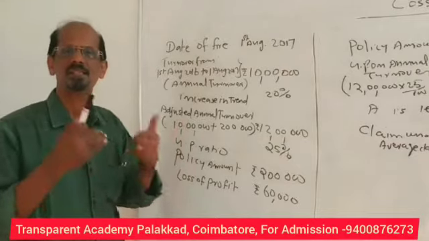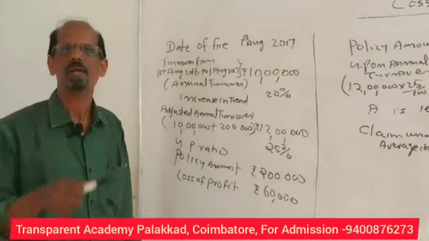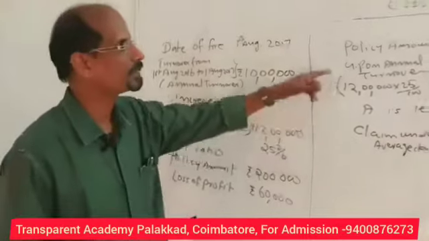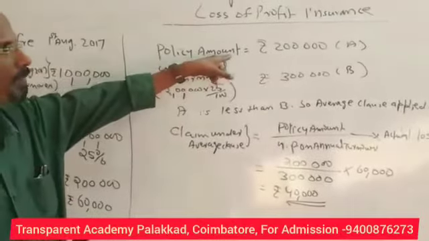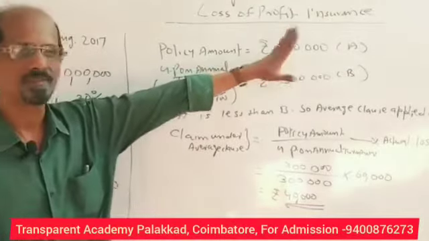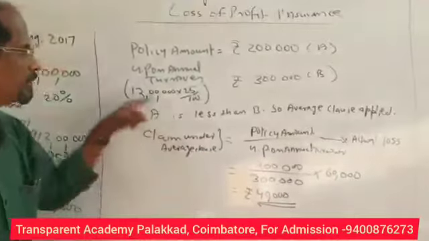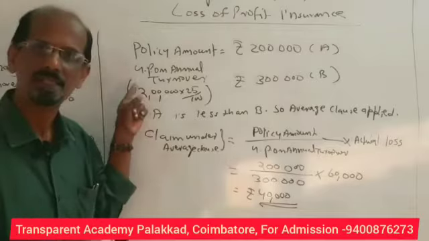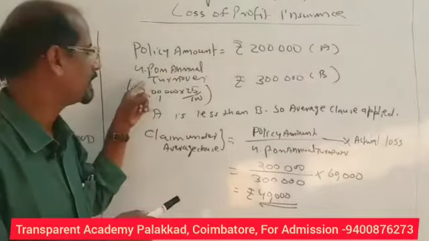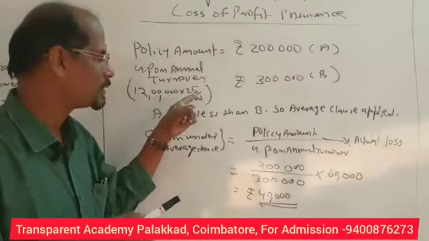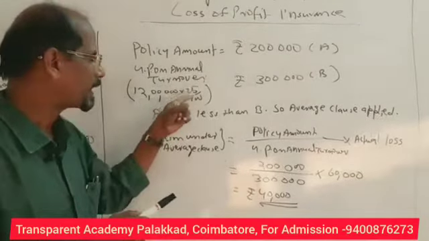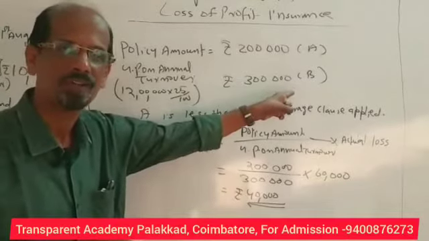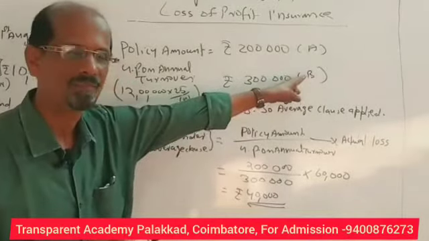Now let us discuss how average clause is applied in this loss of profit insurance policy. Here the policy amount is 2 lakh. We will mark it A. GP on annual turnover: the annual turnover in this case is 12 lakh, as we have discussed, and the GP ratio is 25%. 12 lakh into 25%, we get 3 lakh. That is GP on annual turnover. We will mark it as B.